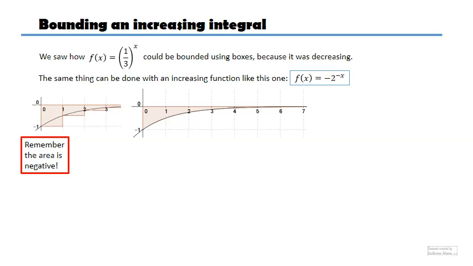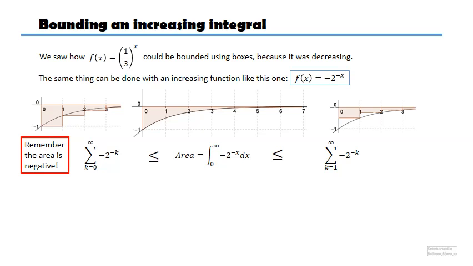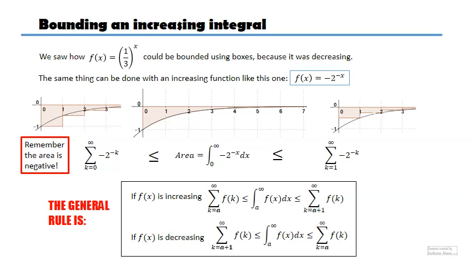And these ones are going to be f of 0 plus f of 1 plus f of 2. Here you go. These ones, on the other hand, are going to give me a bigger area. Why? Because it's going to be a smaller negative number. And this is going to be f of 1 plus f of 2 plus f of 3, etc. So again, here I'm going to have my bounds for the improper integral. Wonderful. So here are the general rules. This is what the general rules look like.